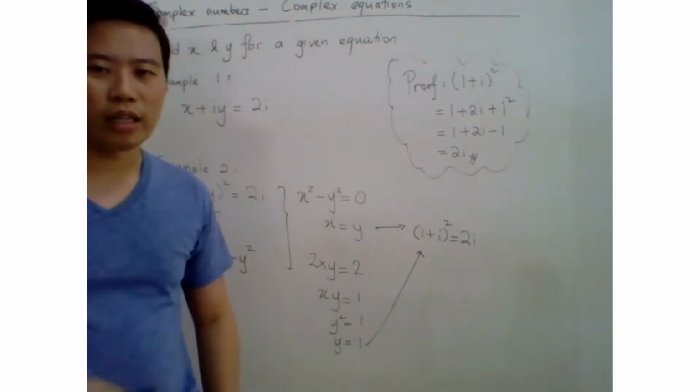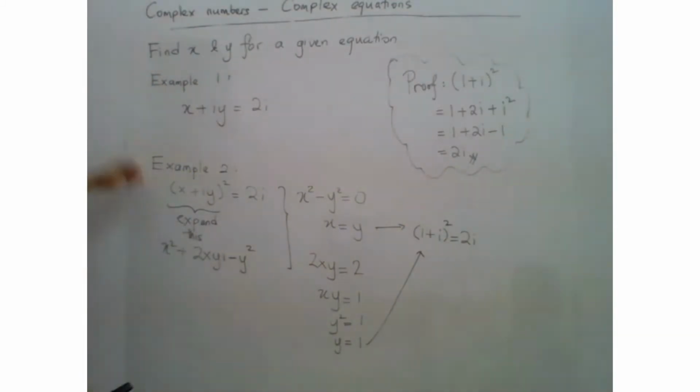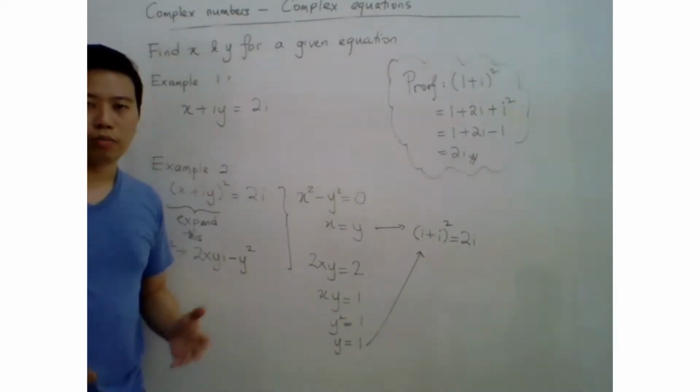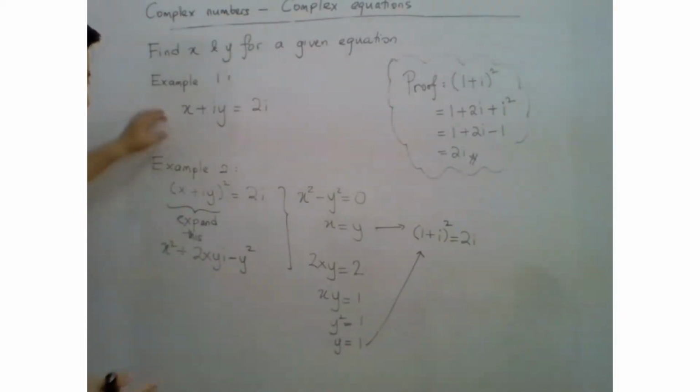Right, so now let's look at the first example. We are given 2i, and we want to find x plus iy equals 2i. In this case, this is very simple because x is going to be equal to 0, and here i is i, and therefore y is equal to 2. So this is a very simple equation to solve.